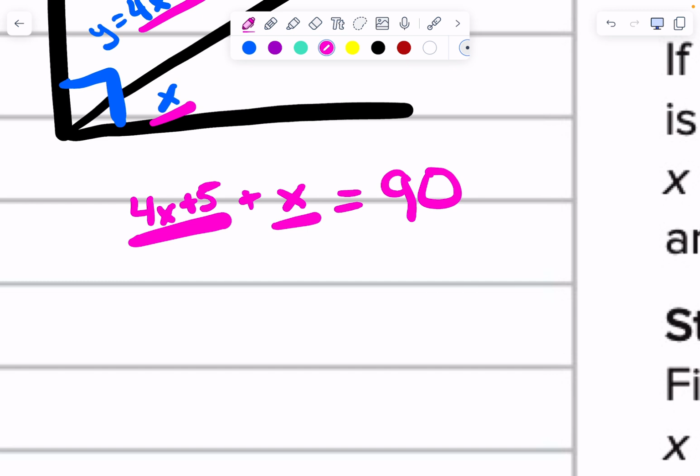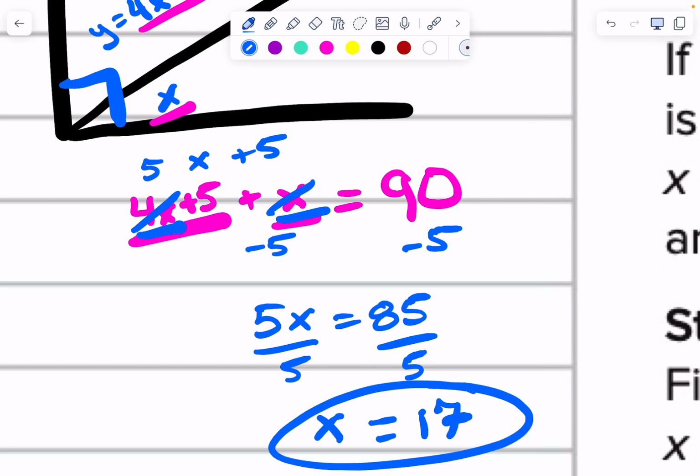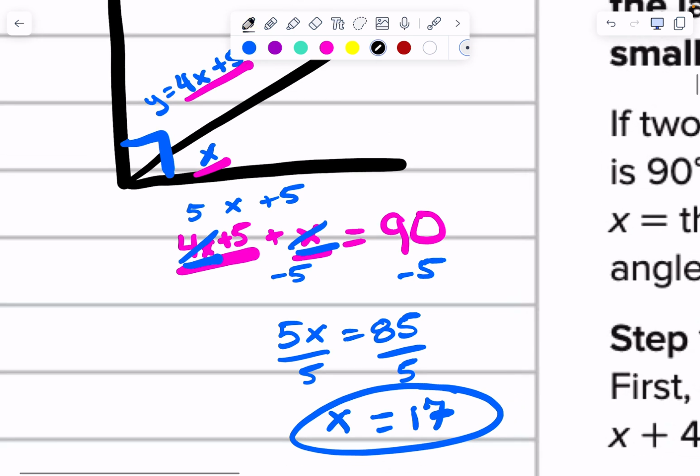All right, let's simplify. What can we do on the left side? Add the x. I'm going to say that that's 5x plus 5. And subtract the 5 over. So 5x equals 85. Divide by 5. That's 17. X equals 17. Okay, so this angle right here is 17 degrees. Wow, I made him way bigger than 17 degrees, but that's fine.